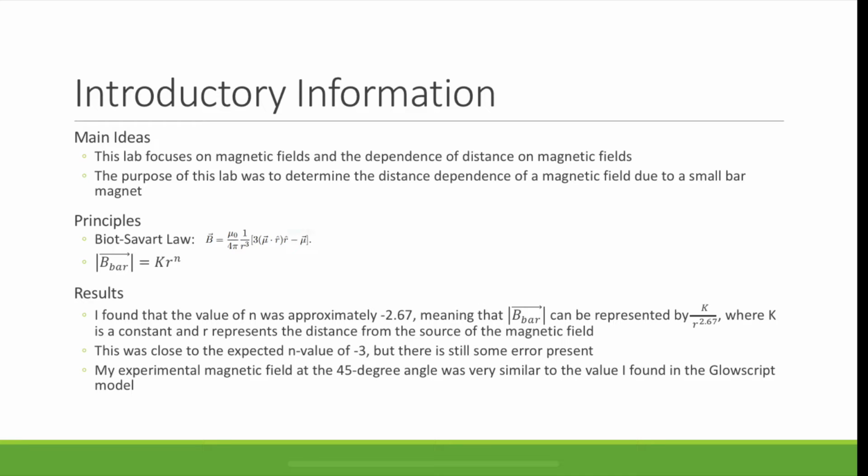Some of my results: I found that my value of n, which is part of a formula for distance dependence, was approximately negative 2.67. The expected value is negative 3. So my value was close, but there was still some error present. And my experimental magnetic field at the 45-degree angle was also very similar. I will go over those exact numbers later in the presentation.